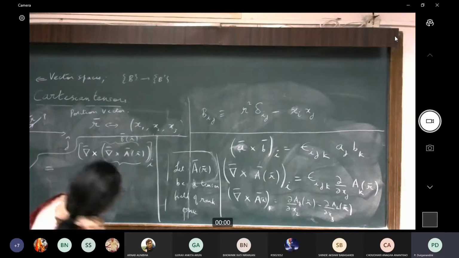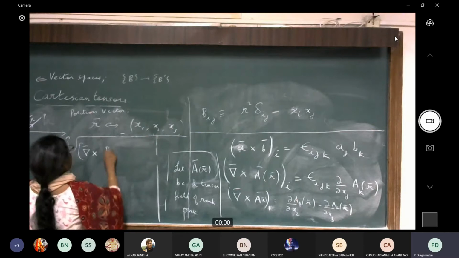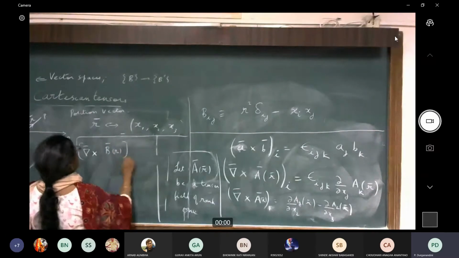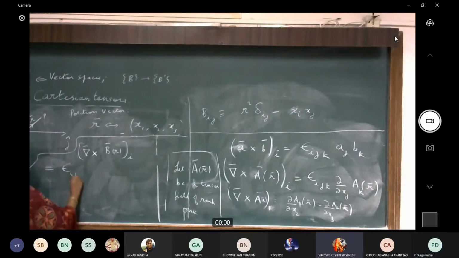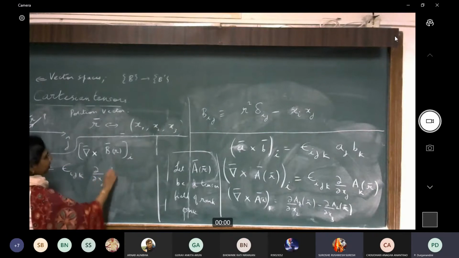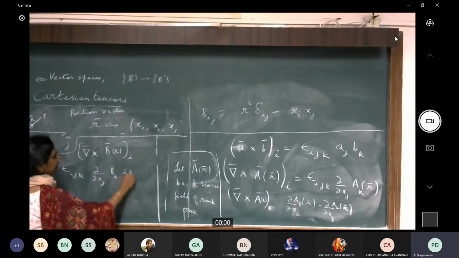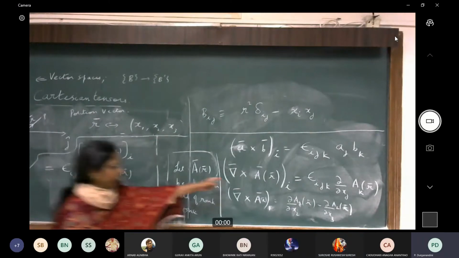Okay, let me again ask you this. So forget this for a minute. Suppose I write this as del cross B of r, and I ask you what is the ith component. Can you tell me what this is? Epsilon ijk del by del xj Bk of r. By definition, I just use this instead of A, and put this as B.